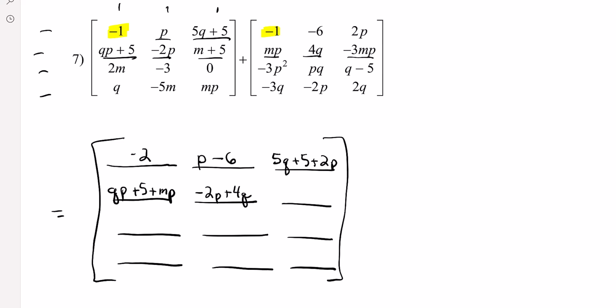M plus 5 plus -3MP. You can write it as subtract when you bring it down. Anyway, I'm going to move on from here, but you get the idea, right? If the variables are not the same, or if the variables don't have the same exponent, they can't be added. You leave them as separate terms.